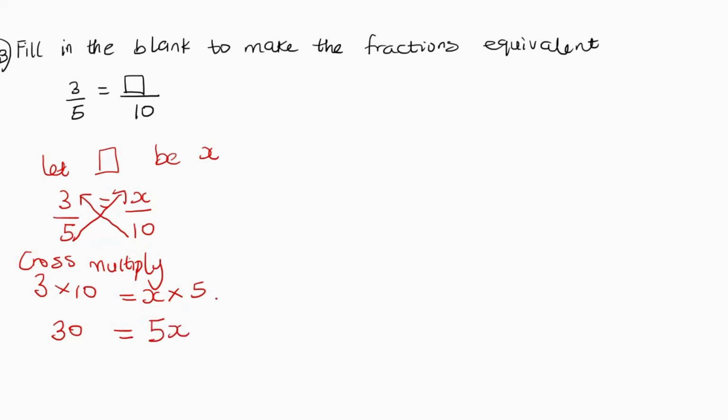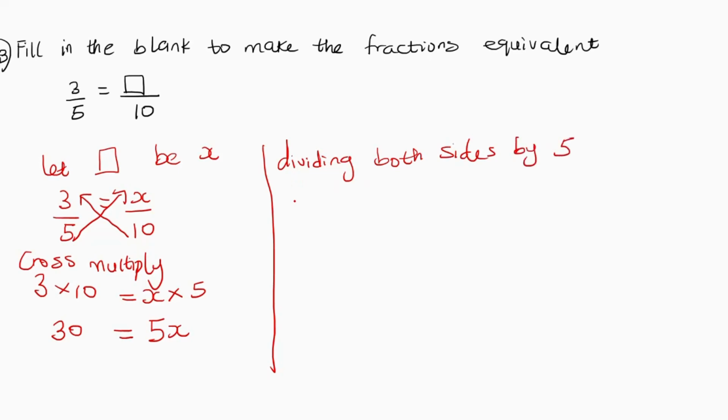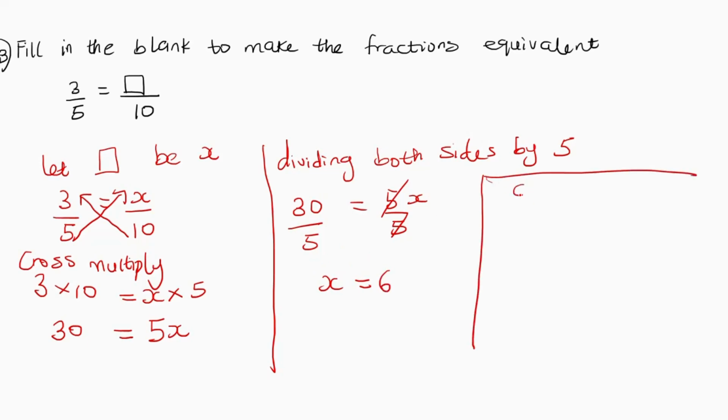So the next thing we want to do is divide both sides by 5. We have 30 divided by 5 is equal to 5x divided by 5. 5 is going to cancel 5, so x is equal to 30 divided by 5, which is 6.